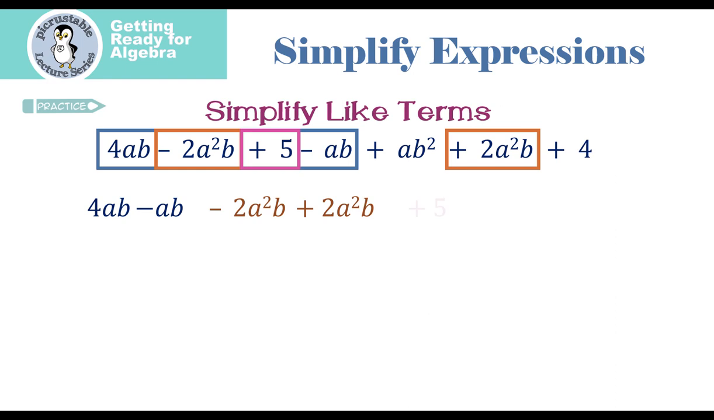Next, I have the constant 5. Do I have any more constants? I sure do, plus 4. And finally, just plus ab squared.